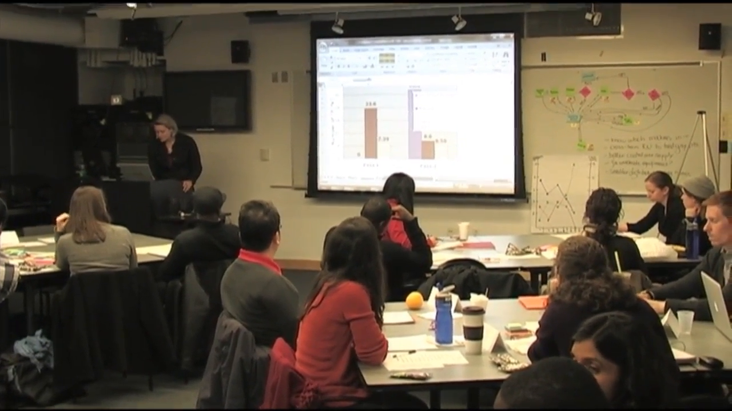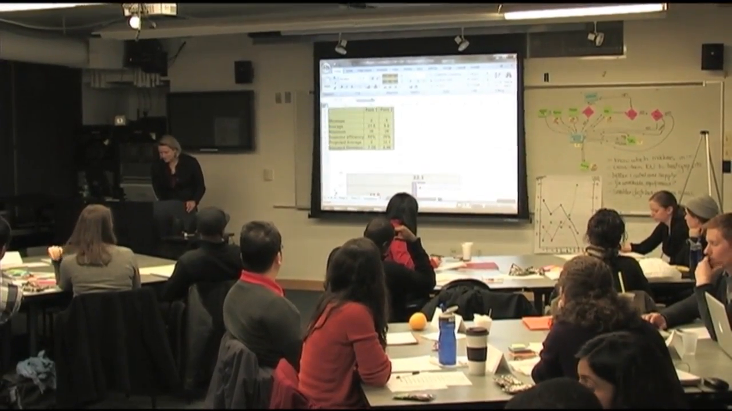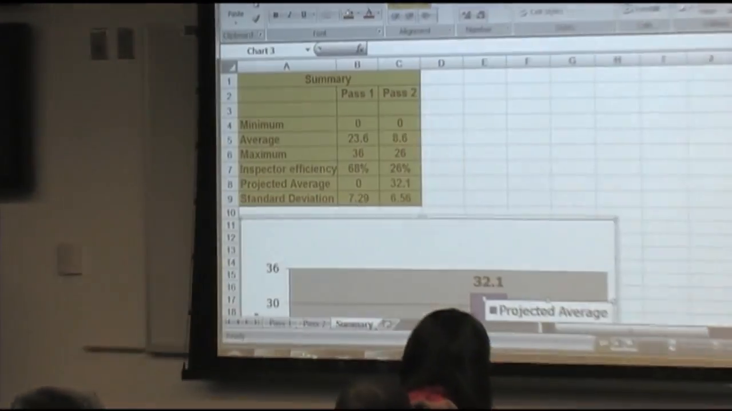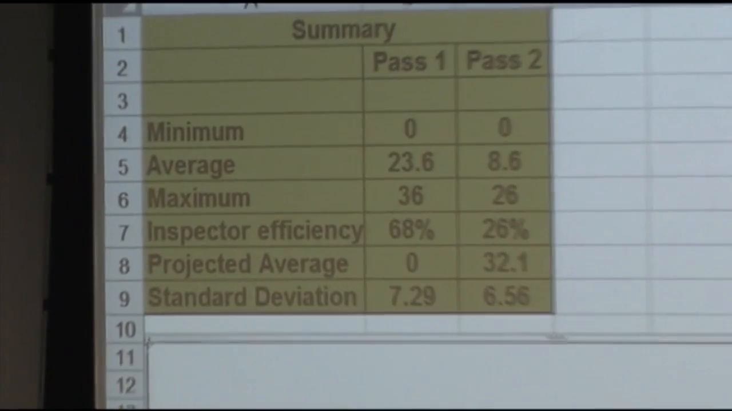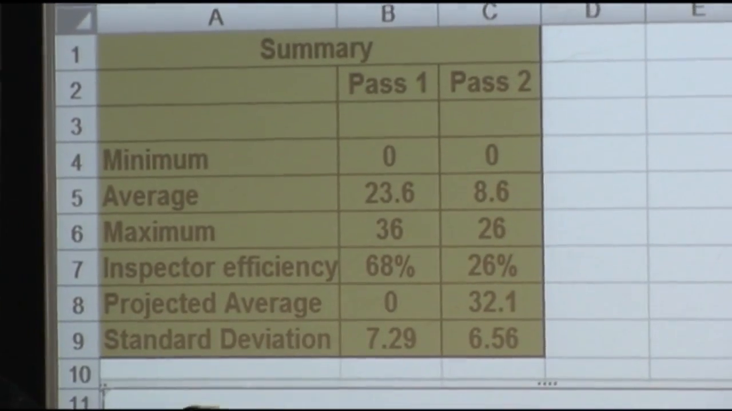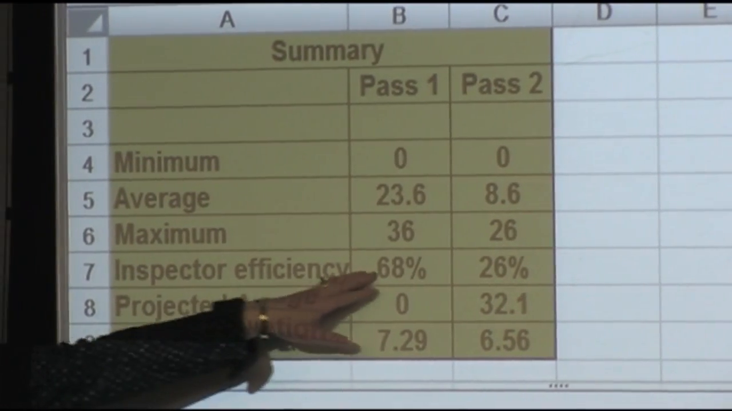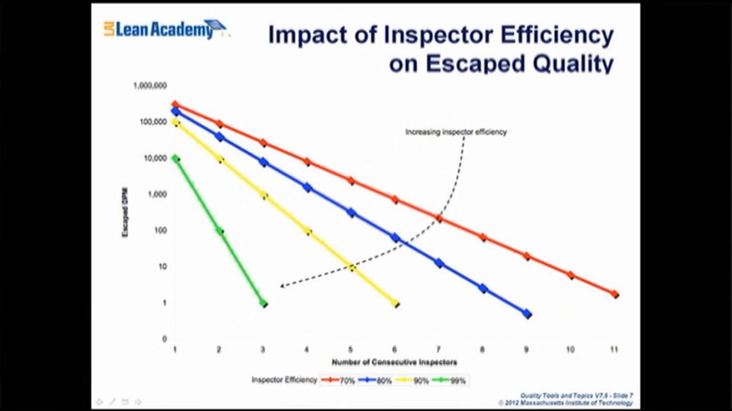All right. So now let's go ahead and look at our summaries here. Our inspector efficiency is running around 68%. So let's take that inspector efficiency and return back to our graphs here. So there's our inspection exercise.